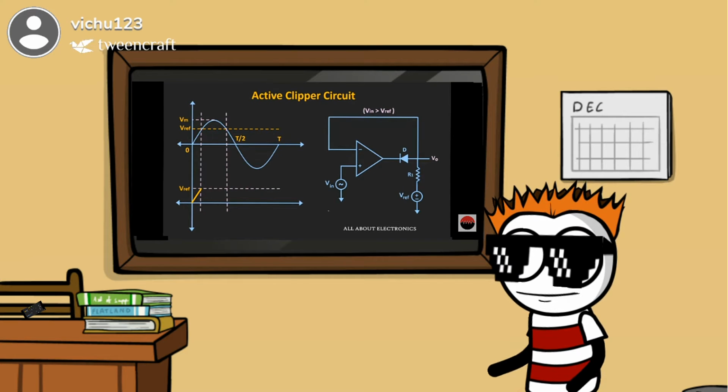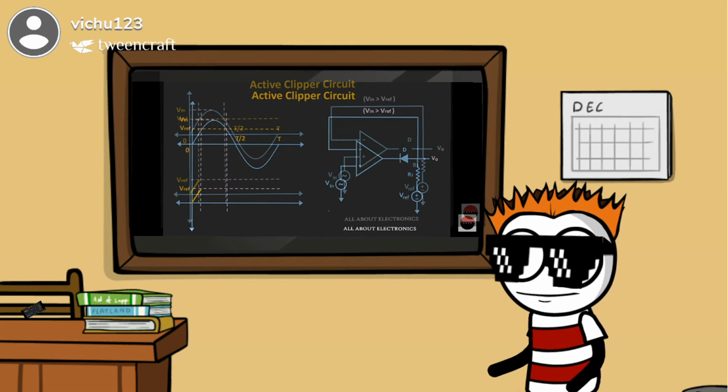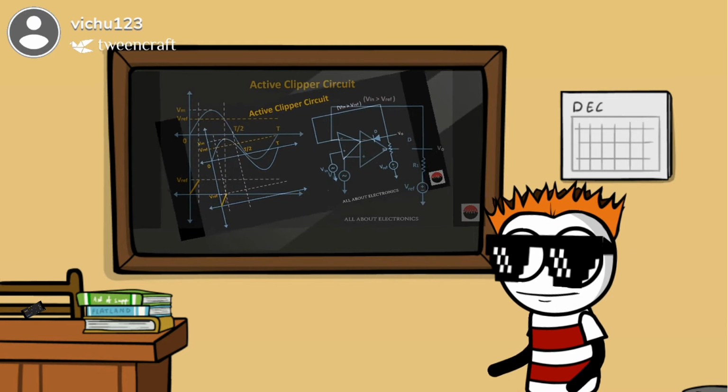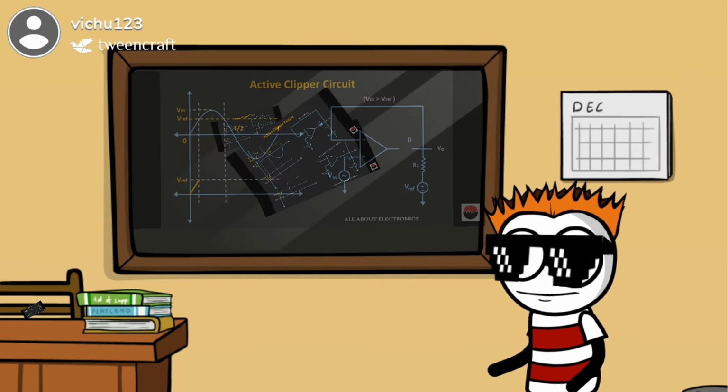So after this point, V reference will be less than the input voltage. So the output of the op-amp will be plus Vsat. As it is negatively biased, the diode acts as an open circuit here. So here I replaced the diode with an open circuit.